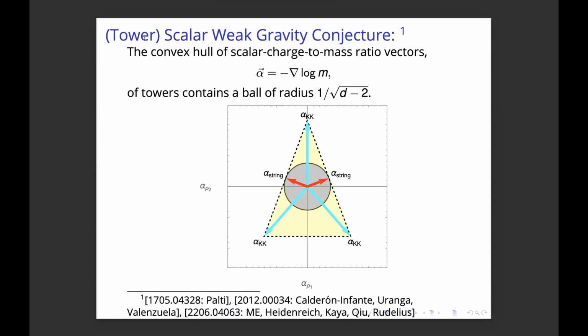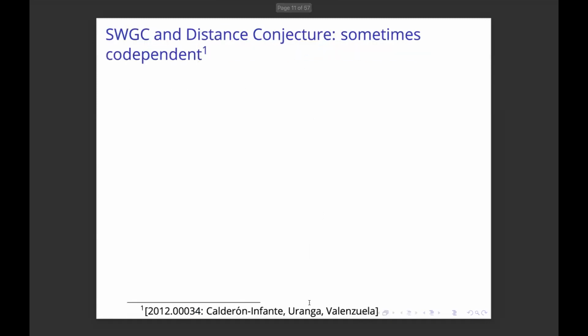In this talk, I will refer to the Tower scalar weak gravity conjecture as just the scalar weak gravity conjecture and refer to this statement moving forwards. So the scalar weak gravity conjecture was observed to be very closely related with the distance conjecture. In fact, in many cases, they are codependent.